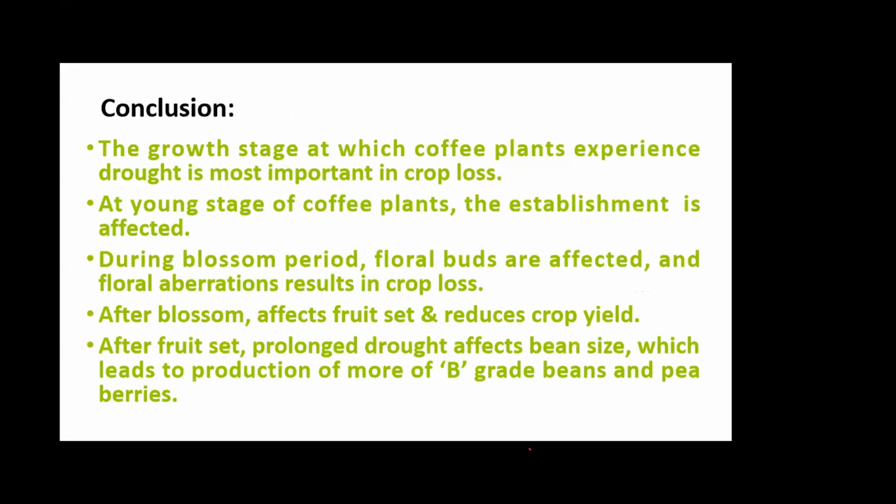So this is all about my drought management strategies. This is the conclusion. The growth stage at which coffee plants experience drought is most important. And you have to employ some of the ameliorative sprays like nutrient spray, or you can opt for a reflectant like spray lime, or you can opt for botanicals. If you are growing your coffee in organic cultivation, you can opt for Lantana camara.